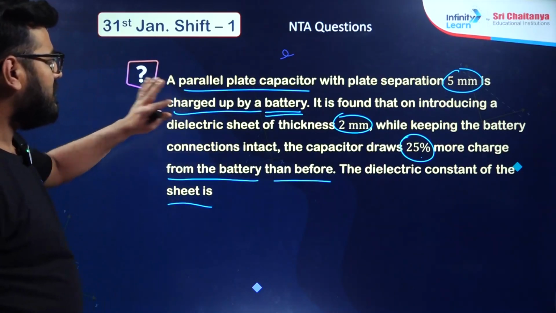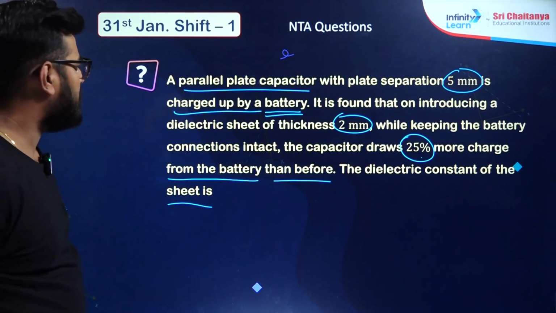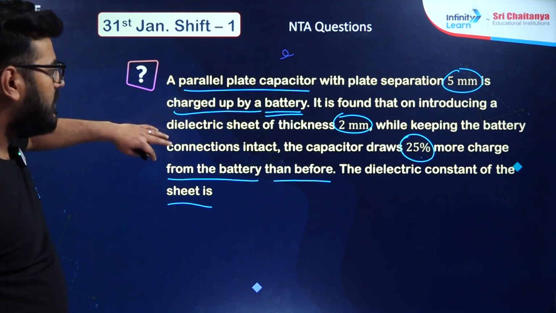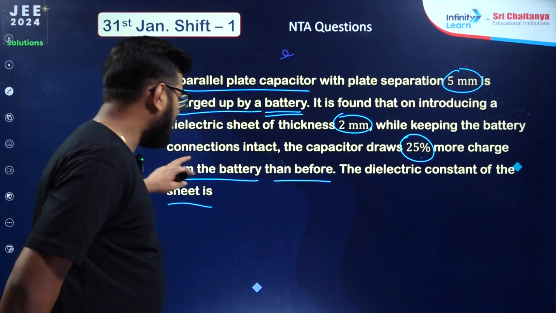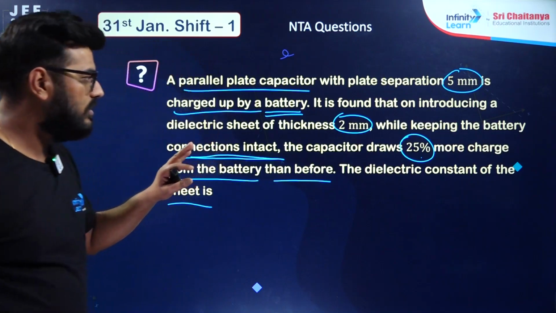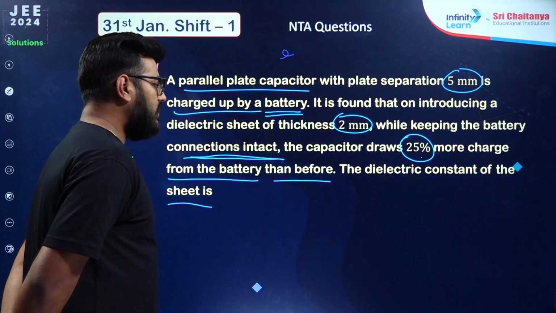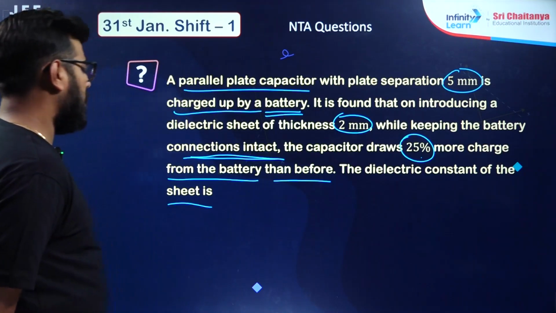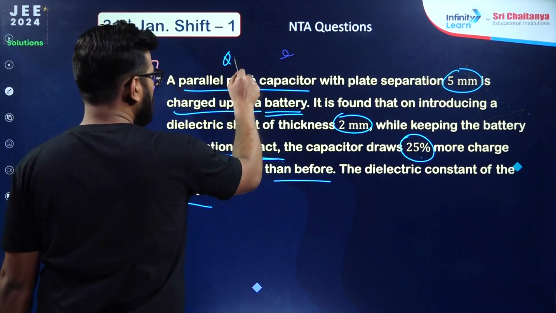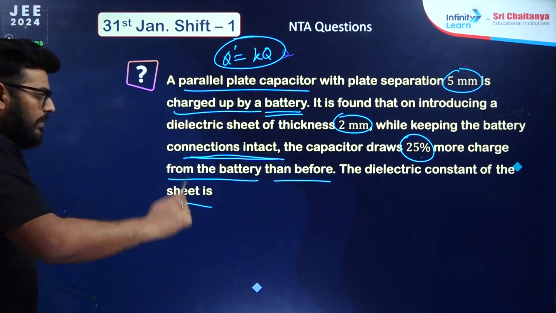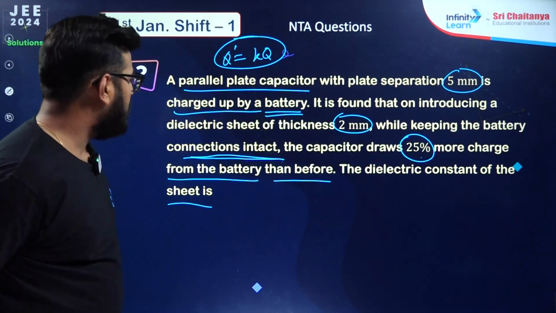So they are saying there is a capacitor plate with separation as 5 mm. This is charged by a battery. It is found that when we introduce a dielectric slab and the battery connections are there only, so the charges are obviously going to enhance, right? The capacitor draws 25% more charge. So obviously Q dash will be equal to K times Q, right? From the battery than before. The dielectric constant of the sheet is.